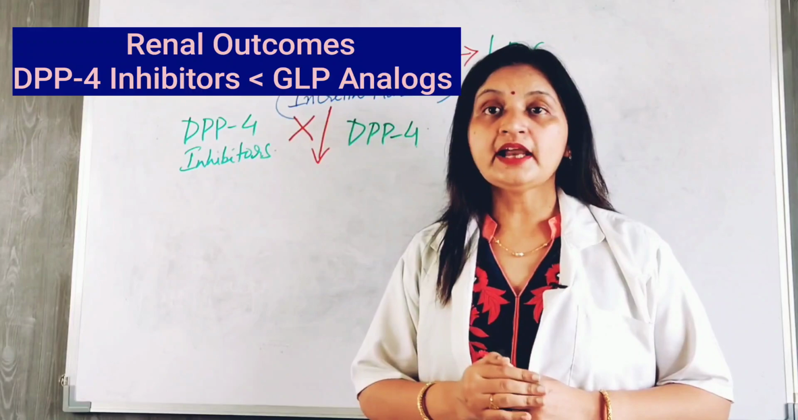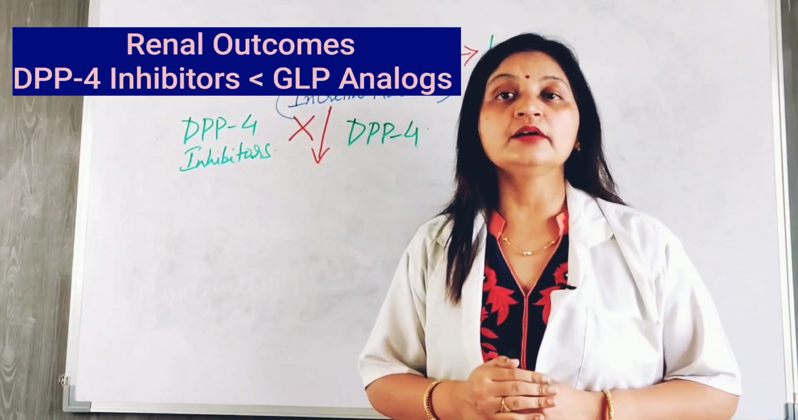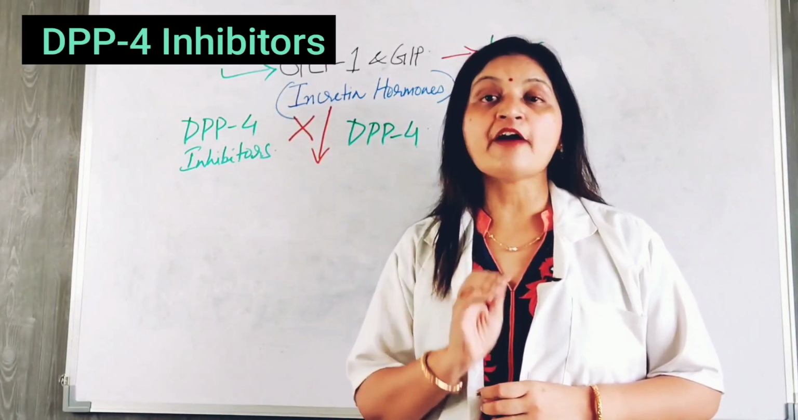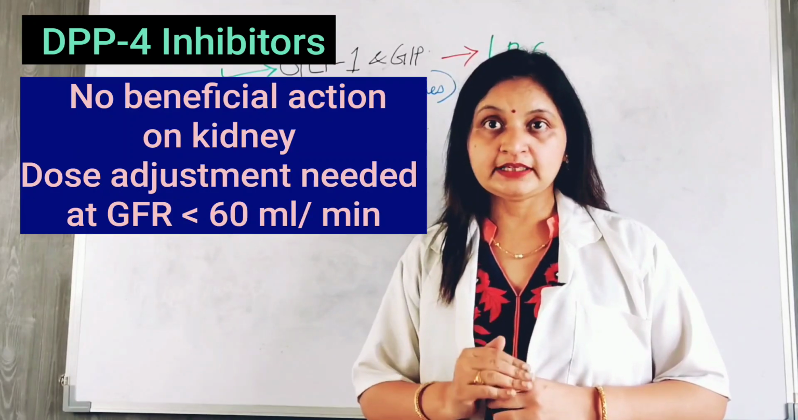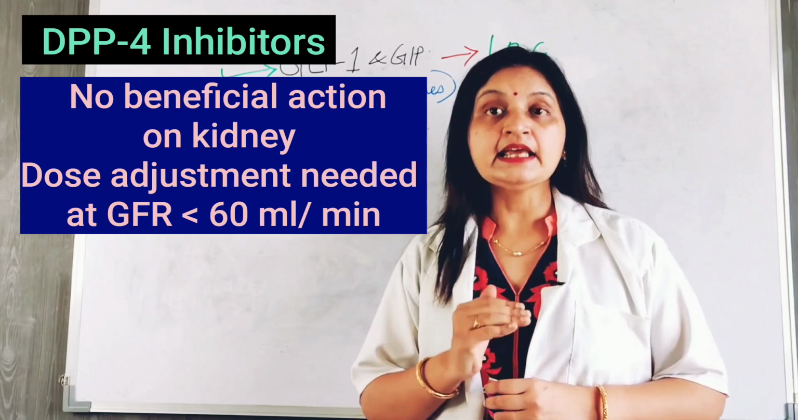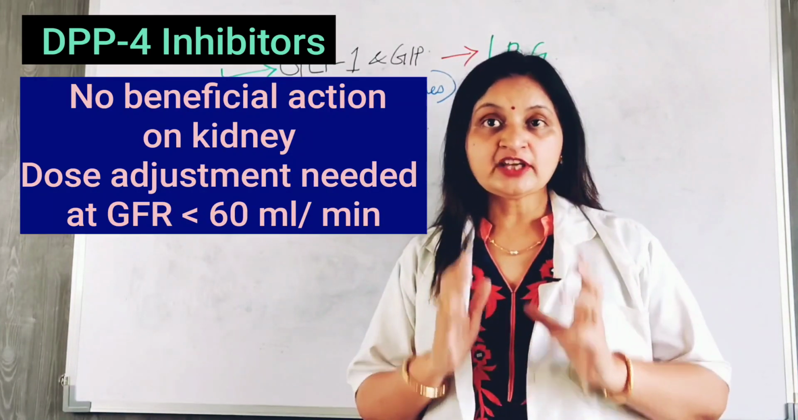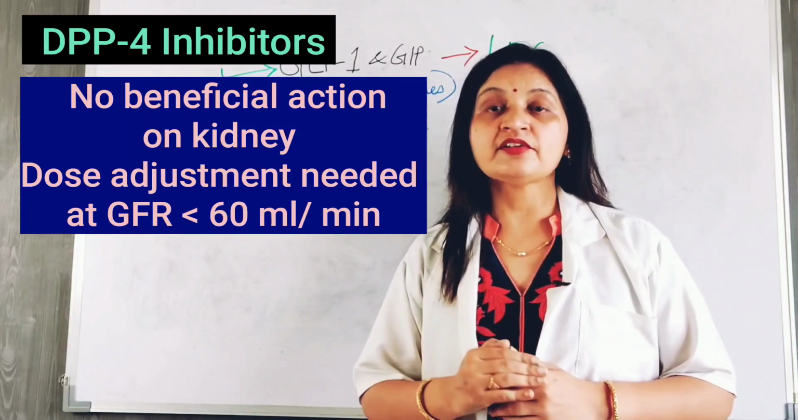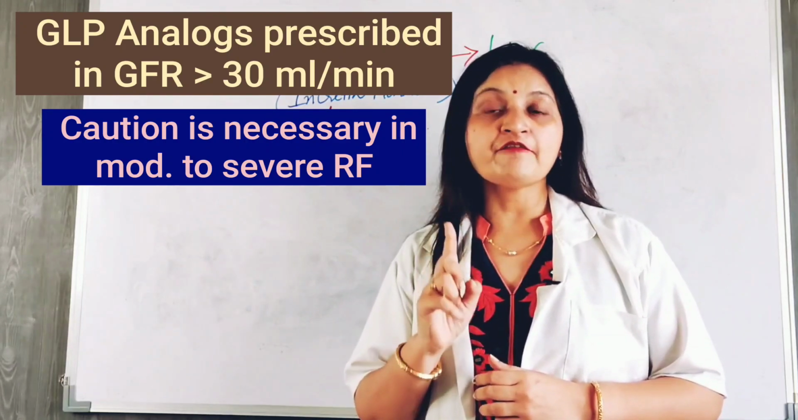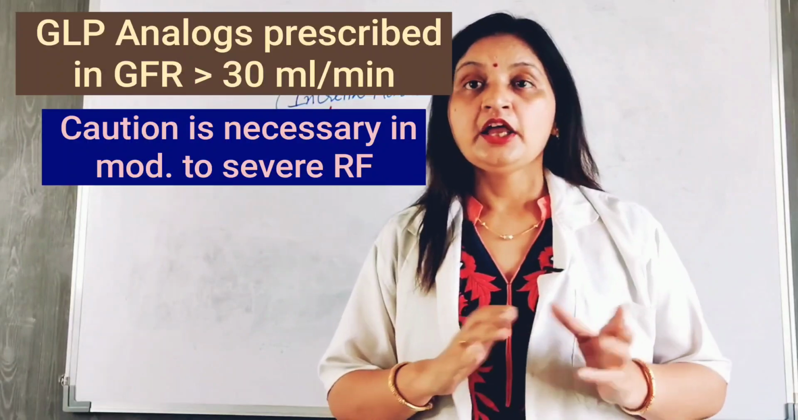When compared to other anti-diabetic drugs, GLP-1 analogs have superior renal outcome compared to DPP-4 inhibitors. So DPP-4 inhibitors have no beneficial action on the kidney and they need dose adjustment at GFRs less than 60 ml per minute because they are excreted through the kidney. While GLP-1 analogs can be prescribed in patients with GFR greater than 30 ml per minute, however, caution is necessary in moderate to severe renal failure.